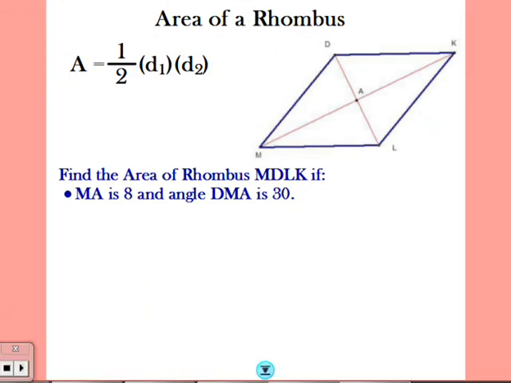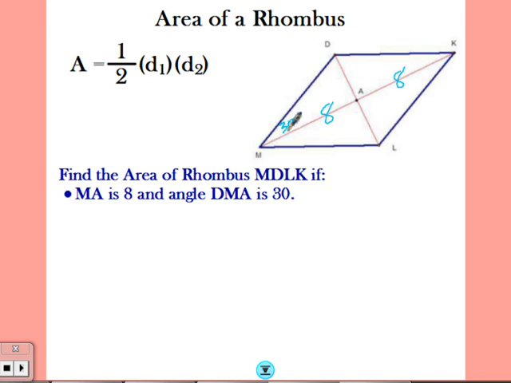On the next page, there's an area formula for the area of a rhombus. Okay, so it's 1/2 times diagonal 1 times diagonal 2. If you take a look at this example, we get MA, this part right here, is 8. Okay, we also know that that's 8. What we need now is the other diagonal. All we're told is that angle DMA is 30.